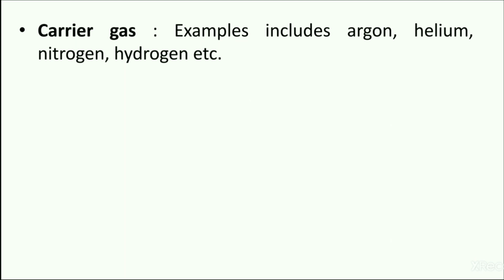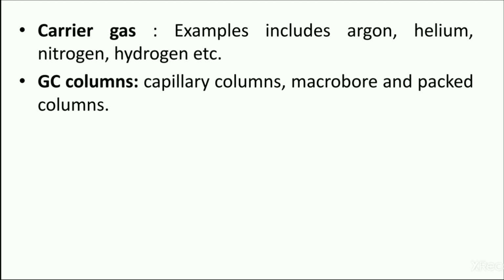Carrier gases used in gas chromatography include argon, helium, nitrogen, hydrogen, etc., of which the most common are nitrogen and helium. Different types of GC columns used are capillary columns, microbore and packed columns. In gas chromatography, the type and size of the column used depends on the sample to be separated.